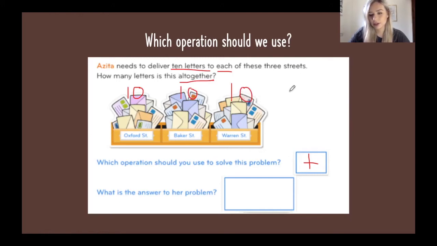So we know that we're doing 10 plus 10 plus another 10. And we can count up in our 10s quite quickly, can't we? 10, 20, and 30. We've got 3 10s there that we're adding together. So the answer to this problem is 30. Well done if you managed to get that right.